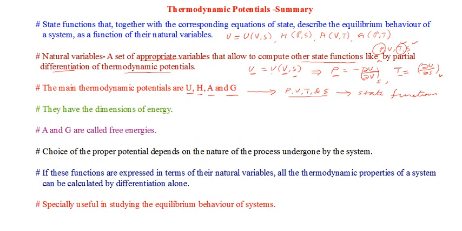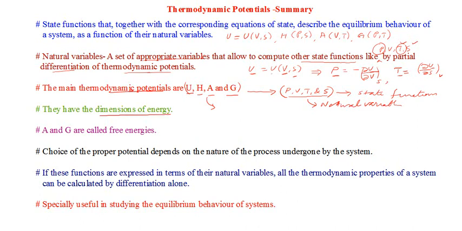But out of these 8 functions, a pair of them will be known as the natural variables. Now these four, U, H, A and G, form a group. They are all called thermodynamic potentials because they have the properties of a potential function. And the main property of a potential function is that they have the dimensions of energy.